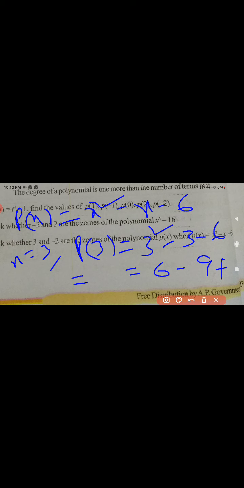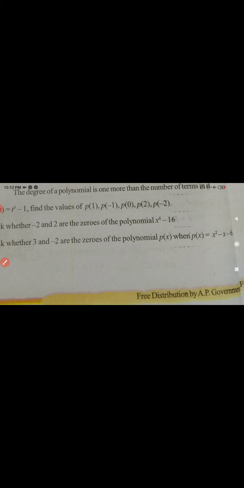Why? Because that is equal to minus 3, not equal to 0. So 3 is not a zero of the polynomial P of x. So like that. Yes, the fifth problem is homework for you. Yes, this is the 3.1 exercise.